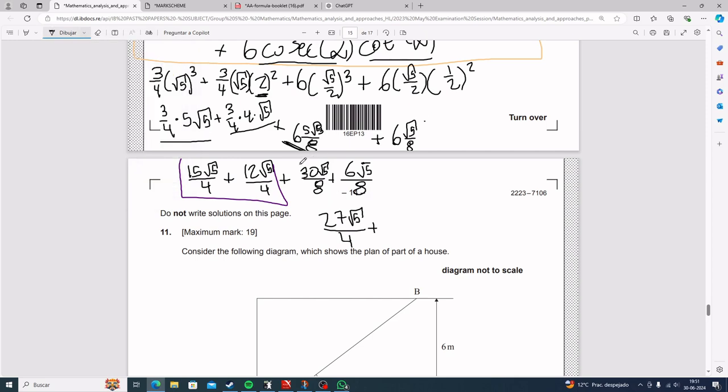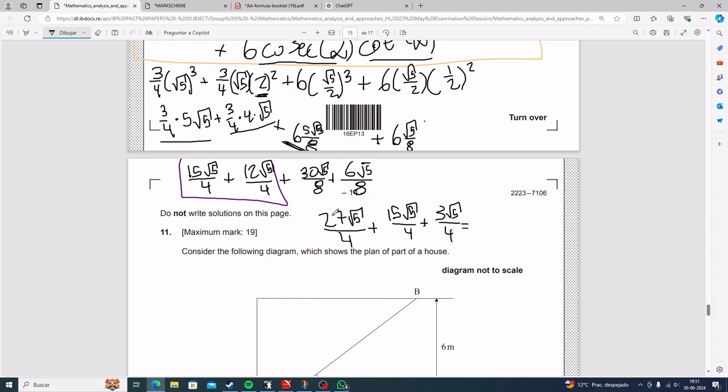you can divide by 2 on the top and bottom, see? So 30 divided by 2 gives you that 15. 8 divided by 2 gives you that 4, which is what we're going for. And here you divide by 2 again in order to get a 4. See, so you do 3 square root 5 divided by 4, right?